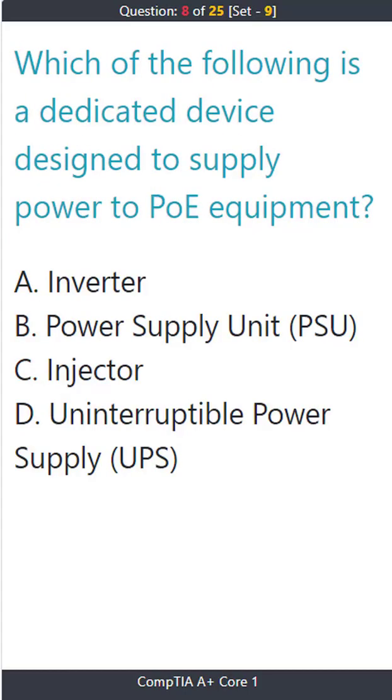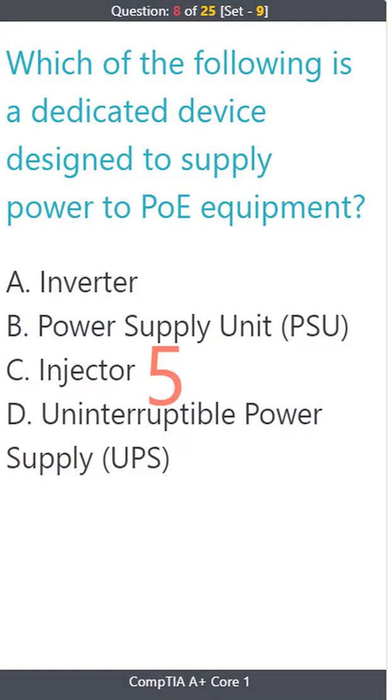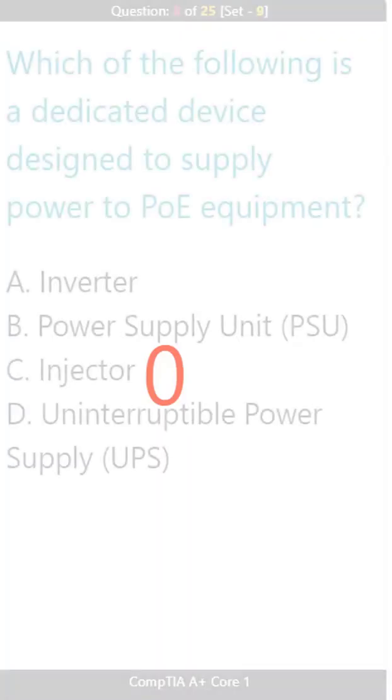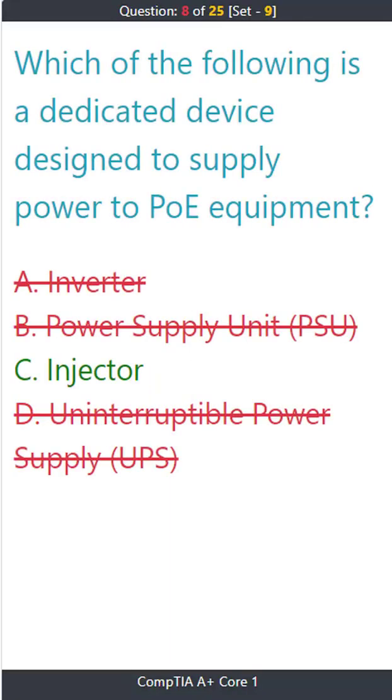Question 8. Which of the following is a dedicated device designed to supply power to PoE equipment? A inverter. B power supply unit, PSU. C injector. D uninterruptible power supply, UPS. The correct answer is C. Injector.